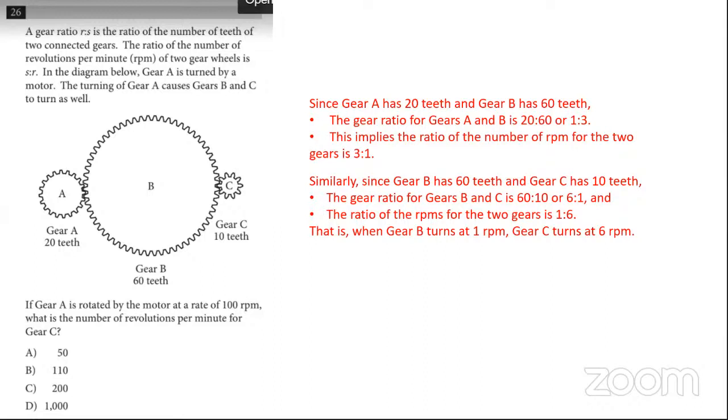In order to find the RPM of gear C, we need to know the RPM of gear B, right? Because only B and C are connected. So in order to find the RPM of C, we need to find the RPM of B first, right? So what will that be?